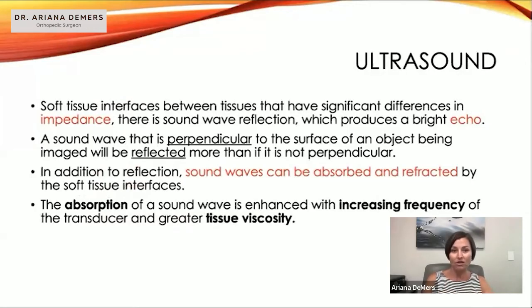So ultrasound shows the soft tissue interfaces between the different densities or impedance, and there's a sound wave reflection that produces an echo. And that sound wave is perpendicular to the surface of an object being imaged, and that will be reflected more than if it's not perpendicular, it may bounce off. Additionally, sound waves can be absorbed depending on the density or refracted, meaning that it bounces off at an odd angle. Absorption of the sound wave is enhanced with increasing the frequency of the transducer, as well as the tissue viscosity will help increase the absorption of the sound wave.